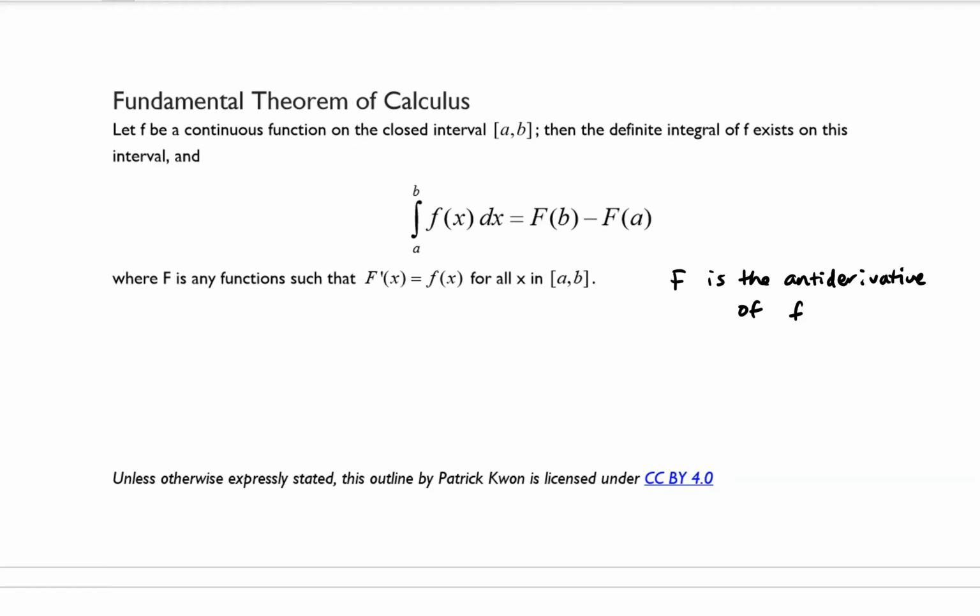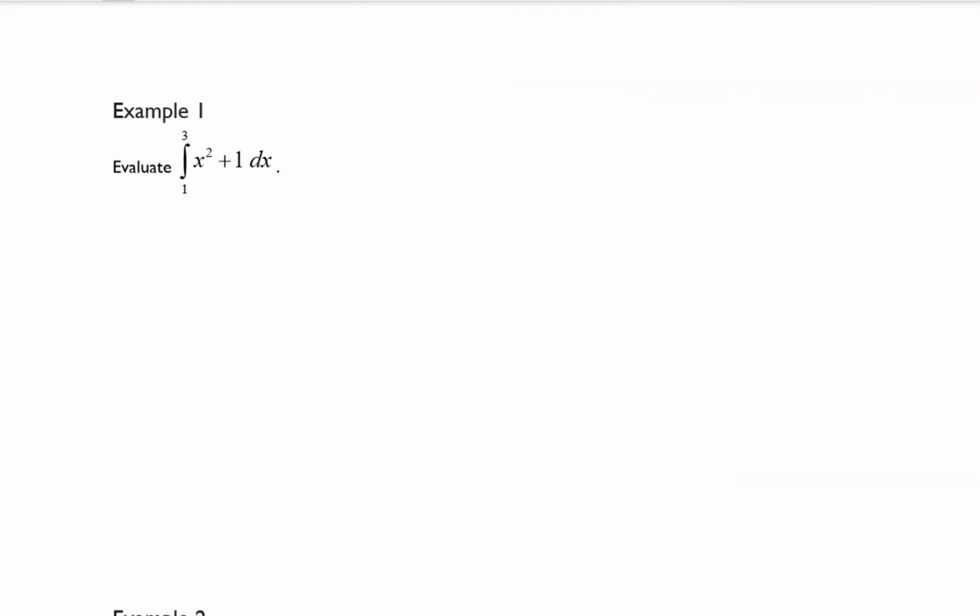Now, let's see this in practice because it's really useful, and it's probably why they gave it the name the fundamental theorem of calculus. It becomes very useful when we're calculating definite integrals. So let's see it in use. Example 1 wants us to evaluate the definite integral of x squared plus 1 dx from x equals 1 to x equals 3. So the first thing we want to do is integrate that function. So we'll have x cubed over 3 plus x, and instead of adding the constant of integration, we're going to evaluate from x equals 1 to x equals 3.